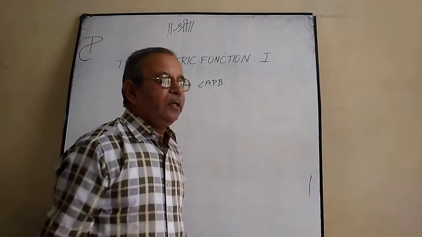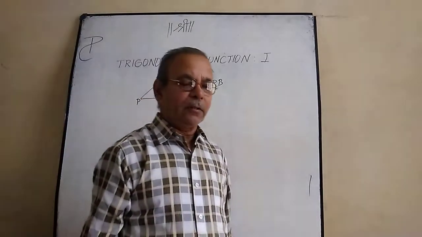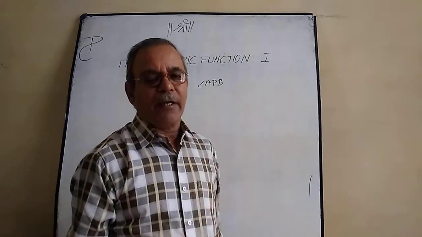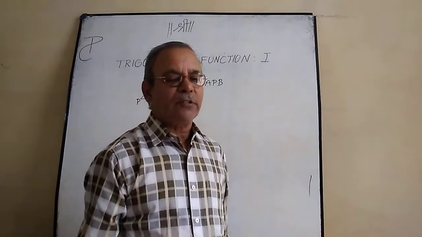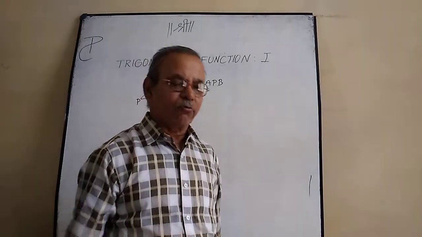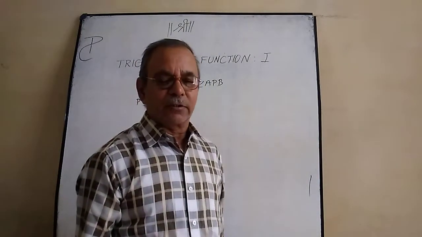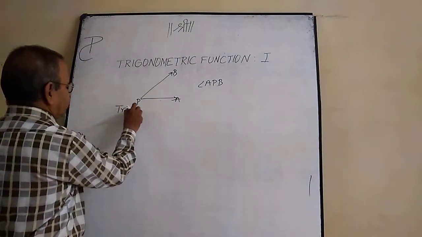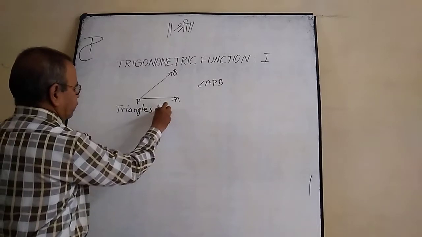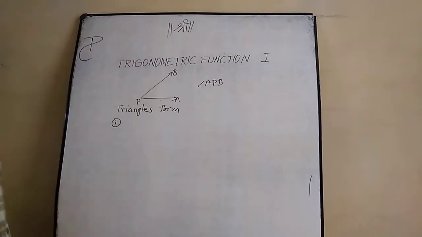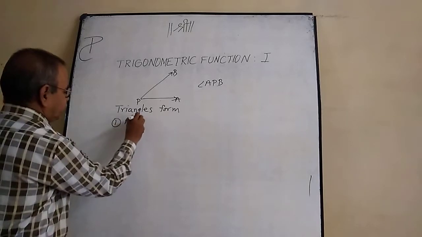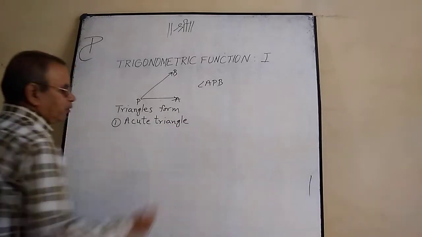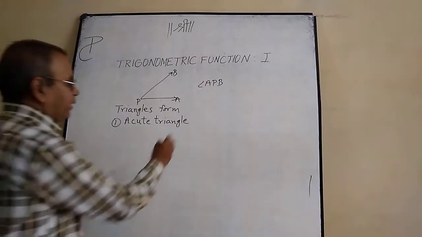Now these are three important kinds of angle: acute angle, obtuse angle, and right angle. These three types of angles are also used in the formation of triangles. In triangle formation, one is your acute triangle. Acute triangle means all the angles are less than 90 degrees.